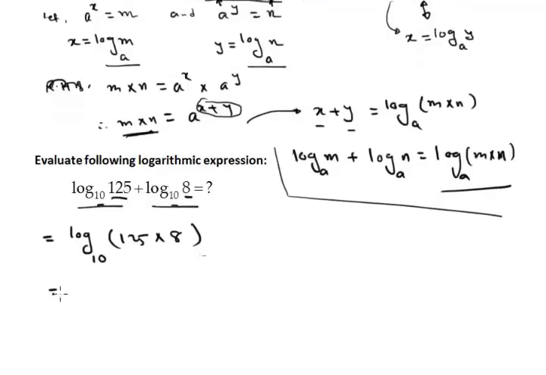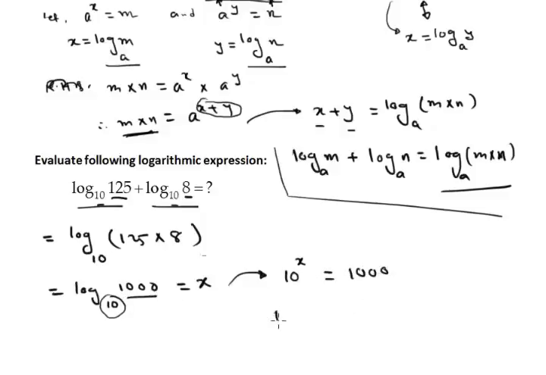So log 10 base 1000, 125 times 8 is 1000. So if we consider this as x, that log 10 base 1000 equals x. So this is a logarithmic function. From here we will convert it into an exponential function. So base to the power x, 10 to the power x will be this value 1000.